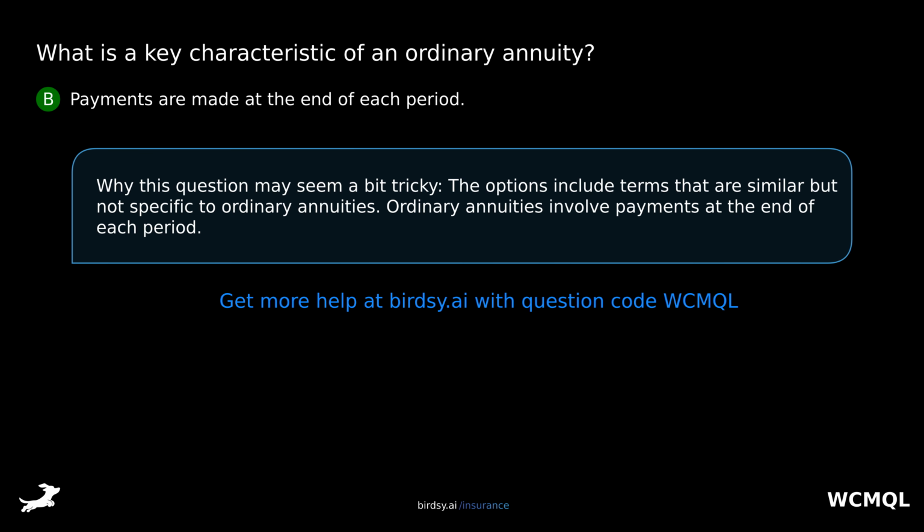Why this question may seem a bit tricky. The options include terms that are similar but not specific to ordinary annuities. Ordinary annuities involve payments at the end of each period.